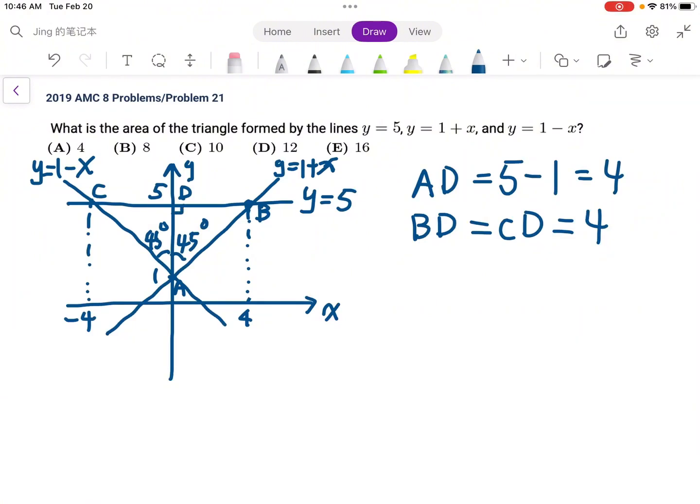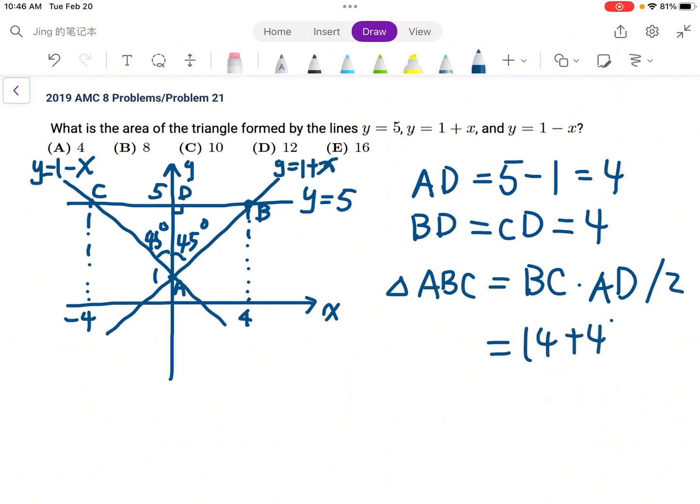So therefore, the area of triangle ABC equals BC multiply AD divide 2, and that equals 4 plus 4 multiply 4 divide 2 equals 16.